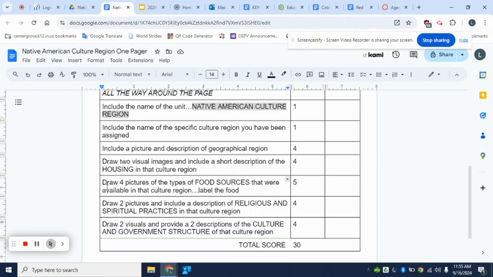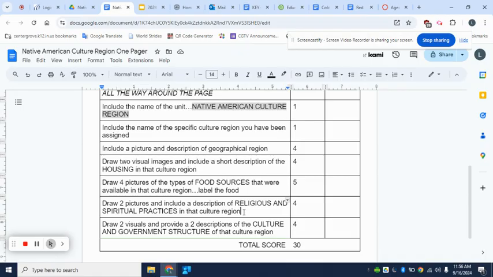The next requirement, you need to draw 4 pictures of the types of food sources that were available in that culture region, and make sure that you label the food as well. So if the Native Americans in this culture region rely on farming, you would probably be drawing pictures of Native Americans farming and the types of foods that they farmed. If they were hunter-gatherers, you would be drawing pictures of Native Americans hunting and gathering the food sources that they eat. So remember, you need 4 pictures and you need to have things labeled. Following that requirement could give you a maximum of 5 points.